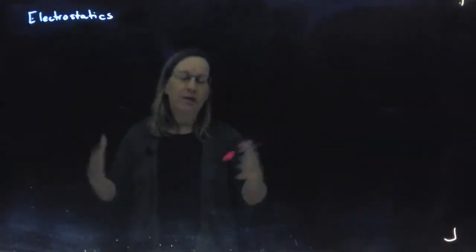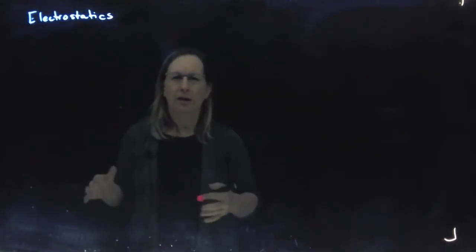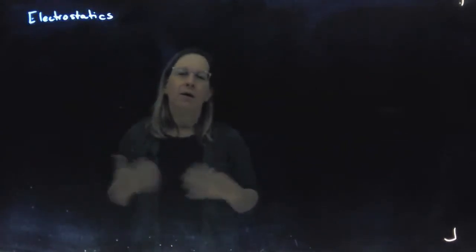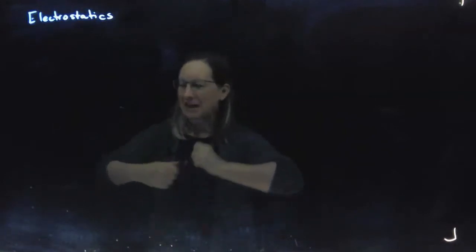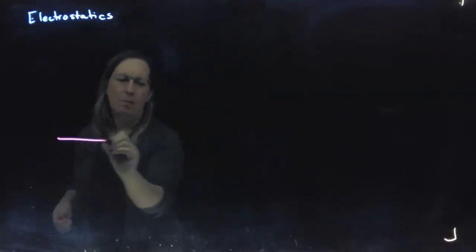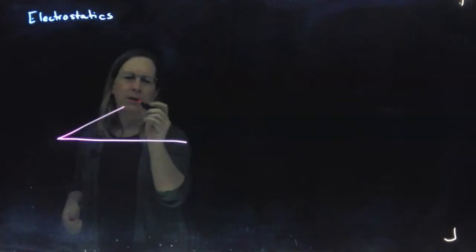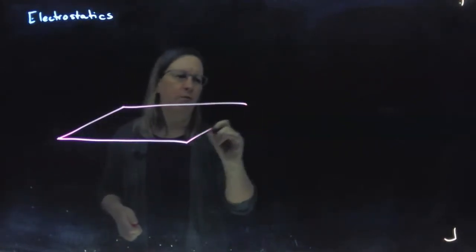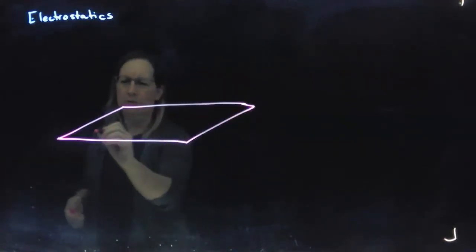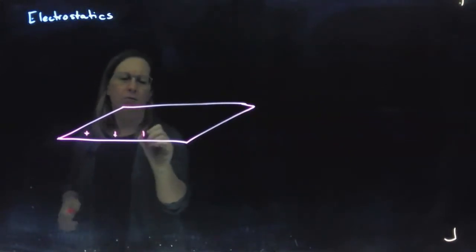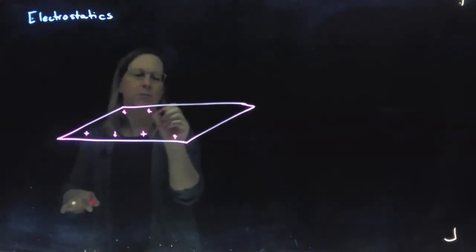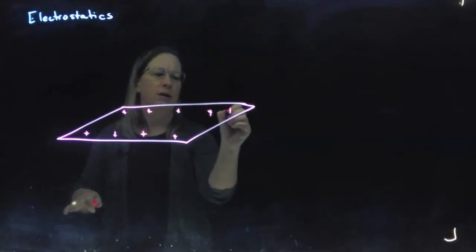Okay, I want to pull some of the things that we've gotten together and talk about how we use this eventually for an actual application here. And so I want to go back to how we find the electric field for a uniformly charged object. This time I'm going to have a uniformly charged plate. We're going to say it's positively charged like this.